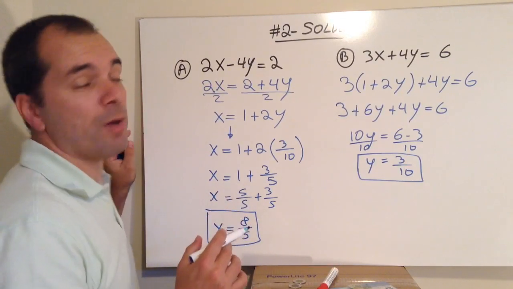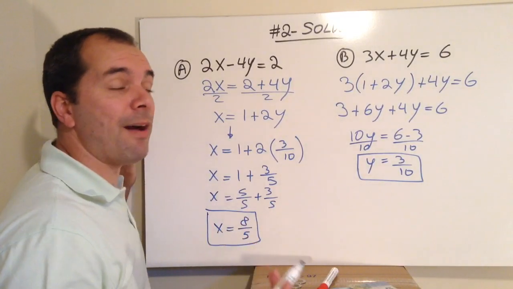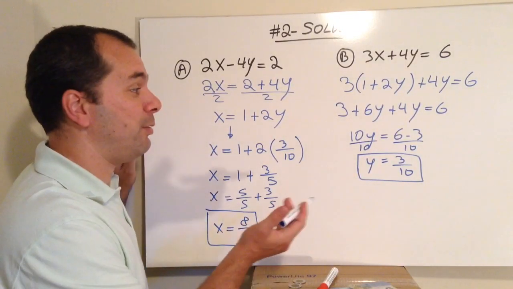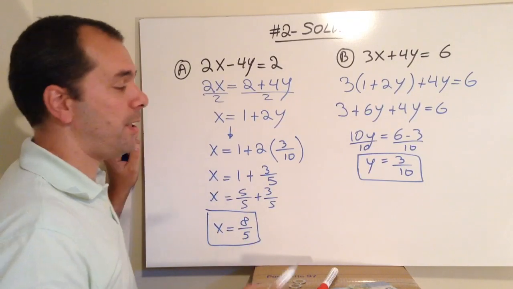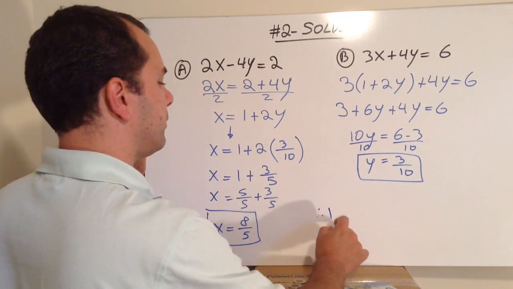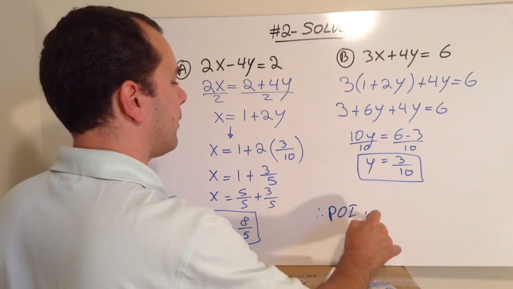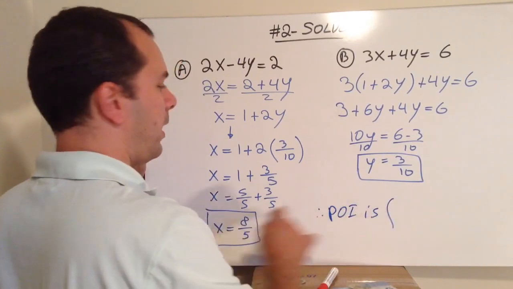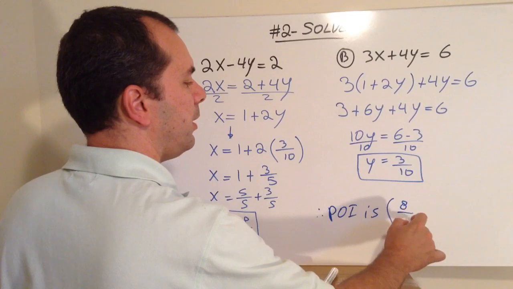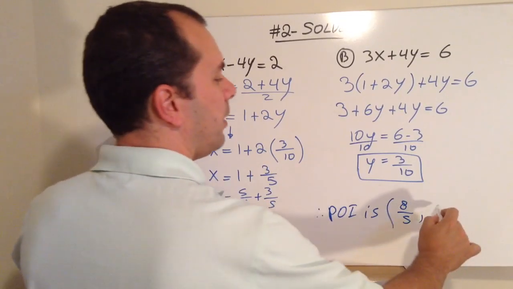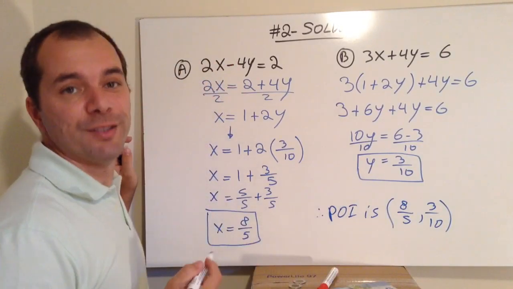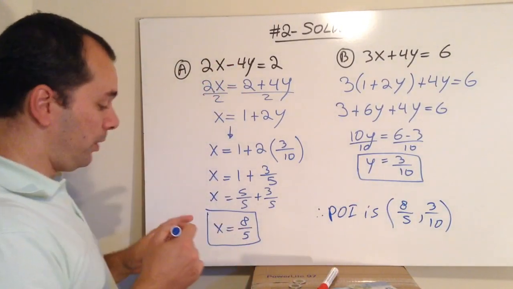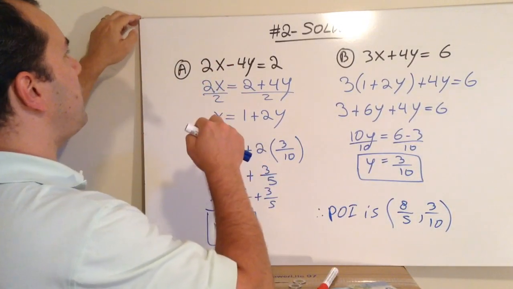So if I had been trying to do this by graphing, I would have gotten to a point that would be impossible for me to actually read. But by doing algebra, I got my answer. The point of intersection is my x goes first, so it's 8 over 5 and 3 over 10. So that was a nice complicated one. What about an easier one?